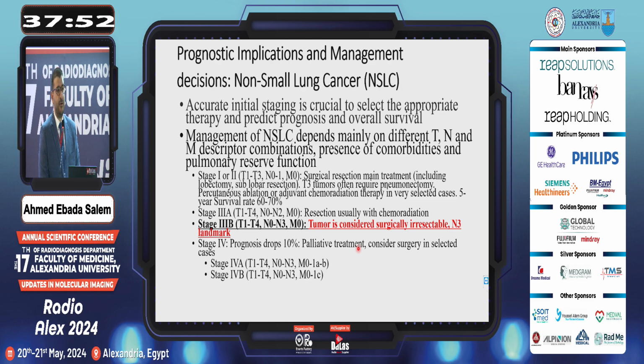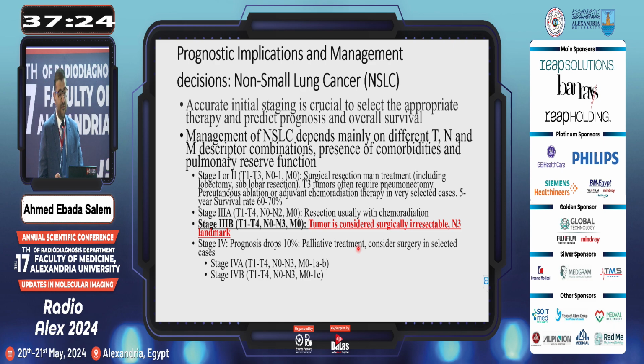Accurate initial staging of lung cancers is very important to select the appropriate therapy, as well as predict prognosis of these cancers. Management of non-small cell lung cancer depends on the T and M combination. Early stages, including stage 1 and 2, can be managed by surgical resection, including lobectomy, sublobar resection, or even pneumonectomy.